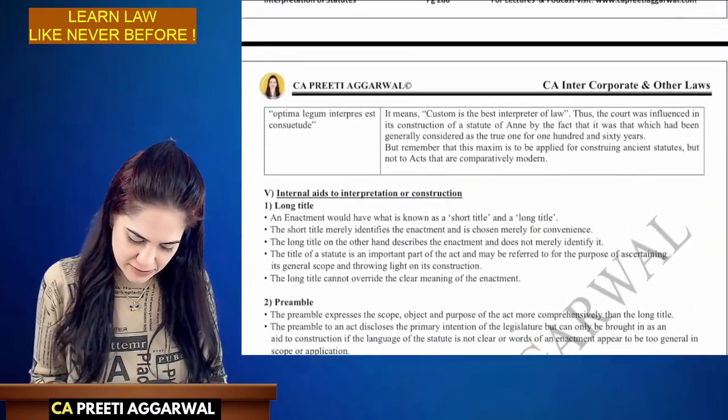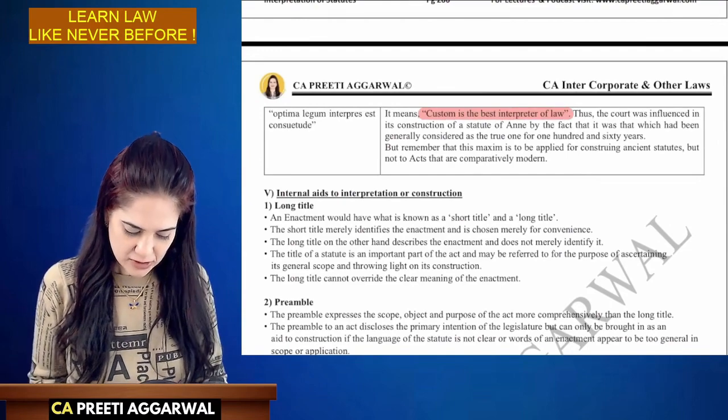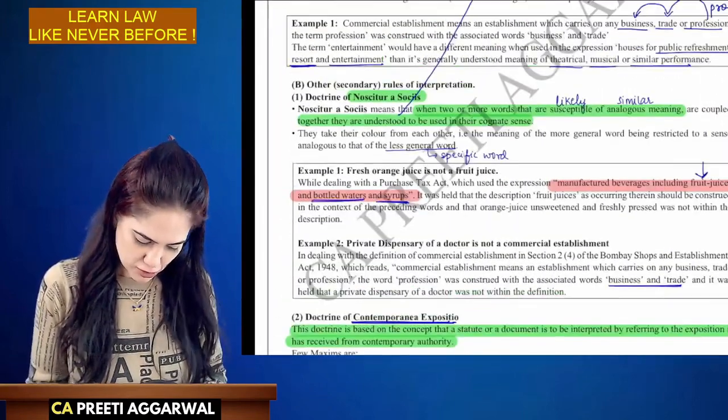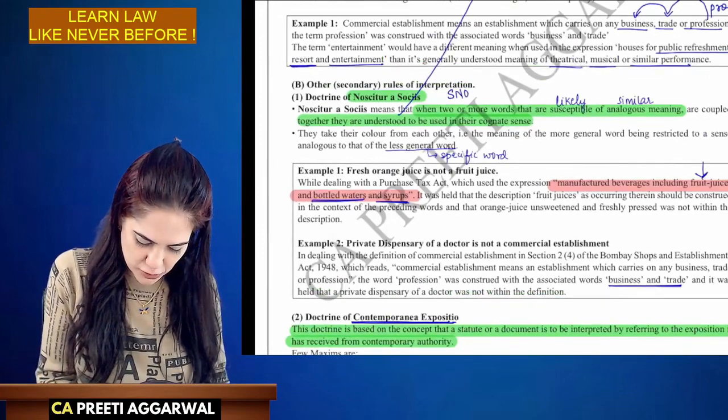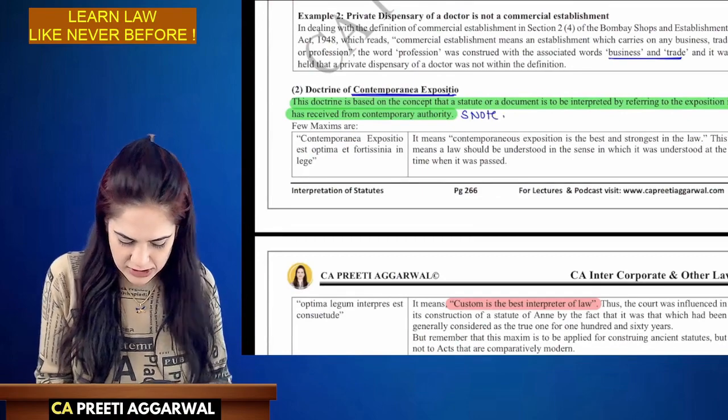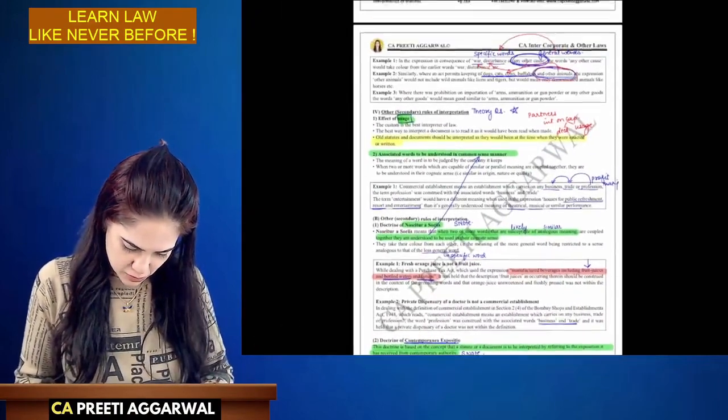So custom is the best interpreter of law. This can be asked as a short note. Basically, these are for short notes. Once you understand the meaning, you just have to learn them. This is very similar to this.